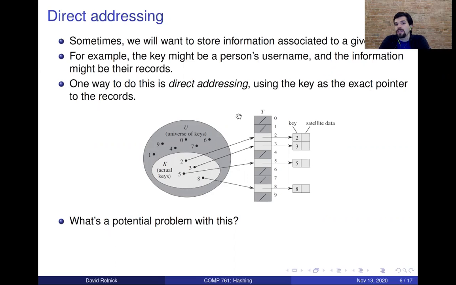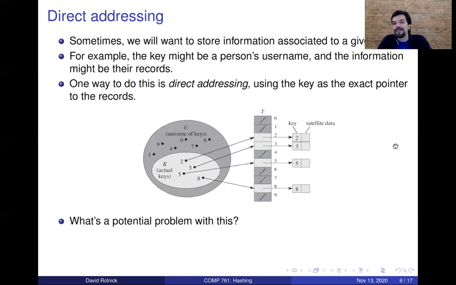So there is no hashing in direct addressing. You're going ahead to the next slide. There's no hashing yet, no hash function. This is motivation for why you want a hash function.